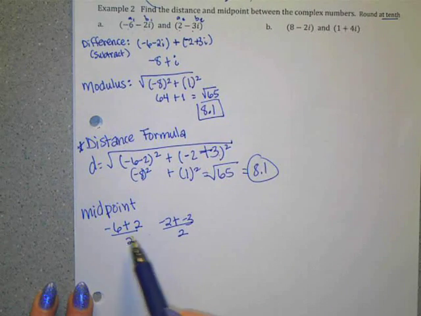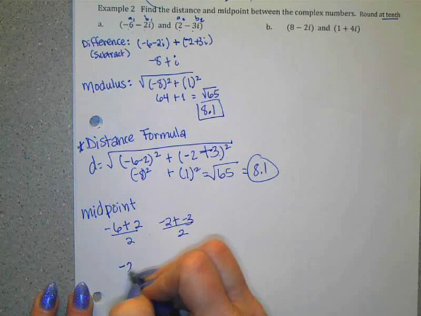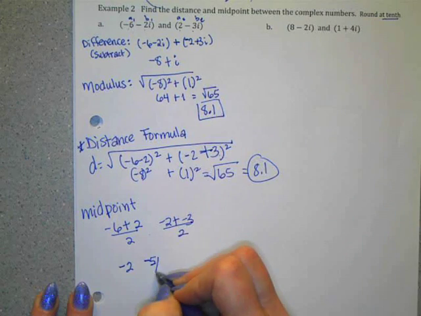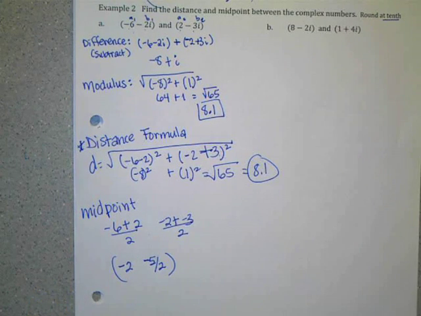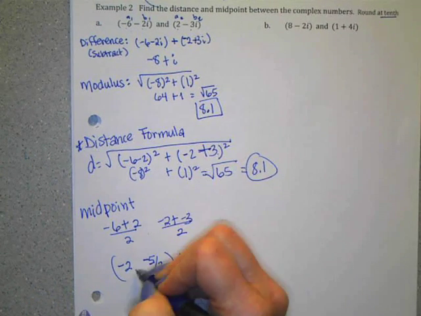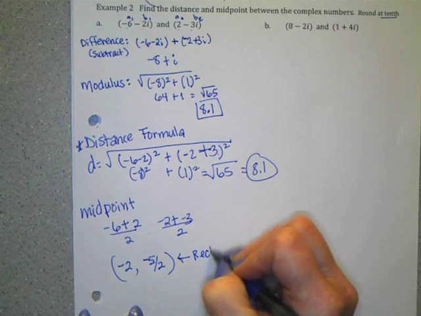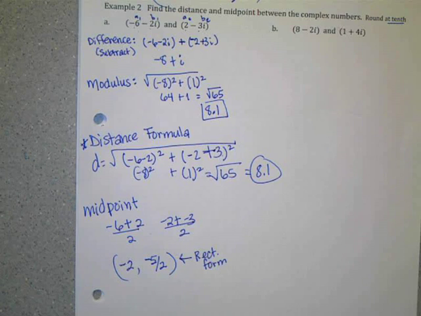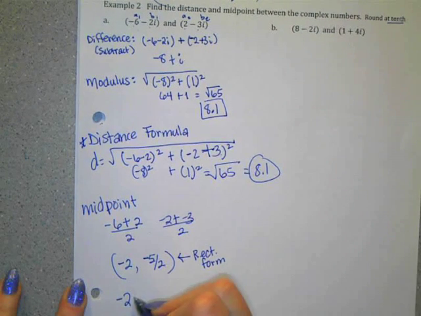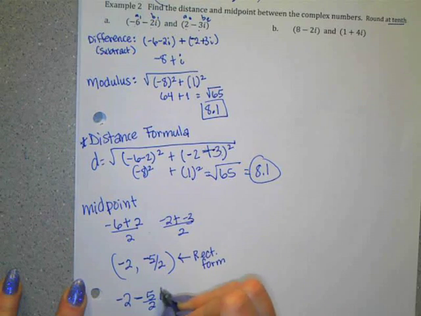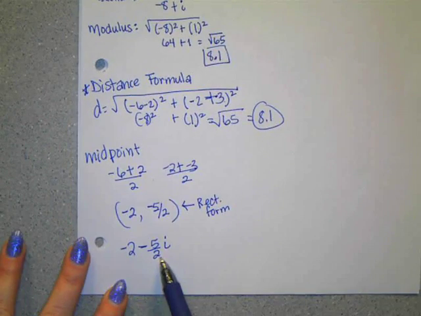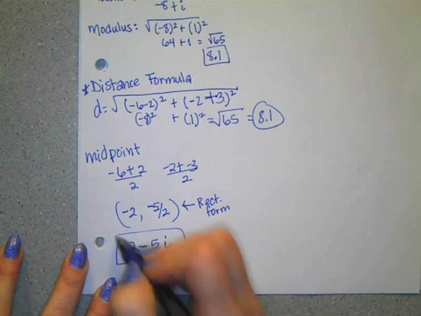Negative 6 plus 2 would be negative 4, divided by 2 would be negative 2. Negative 2 plus 3 would be negative 5 over 2. Since it doesn't divide exactly, I'm just going to leave it negative 5 halves. Now if I leave my answer like this, it is in rectangular form. So if they asked me to put it in rectangular form, that would be my answer. But they said find the complex number. So the complex number would be negative 2 minus 5 halves i. This is your coefficient for your real piece, and this is your coefficient for the complex piece.